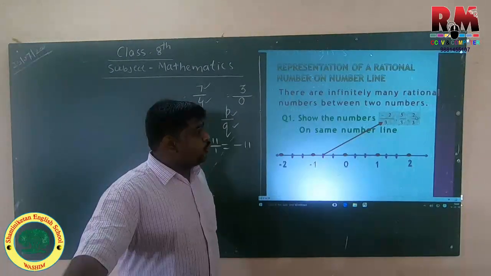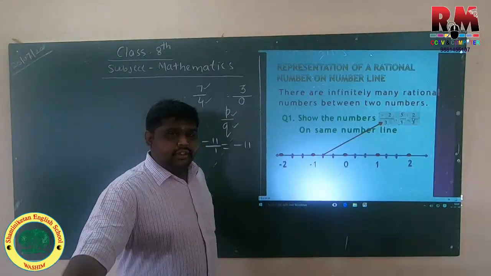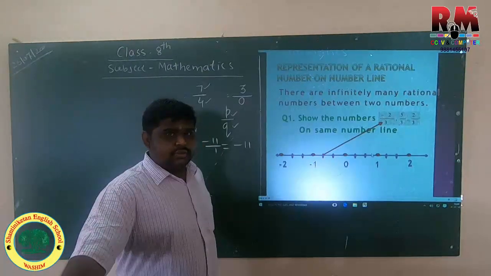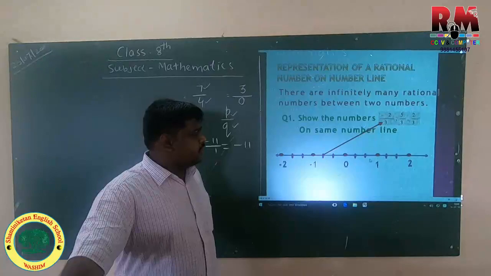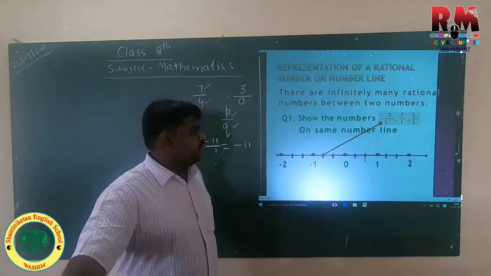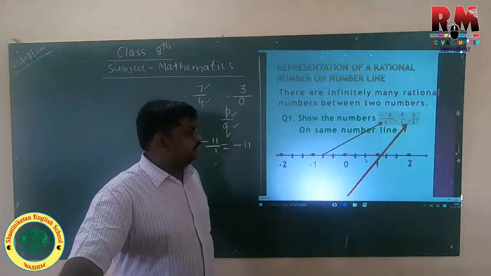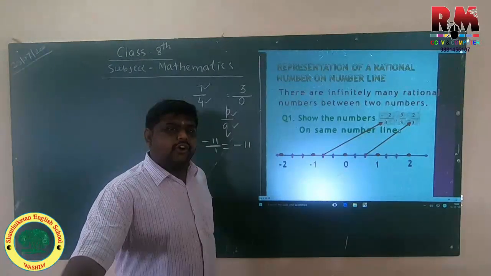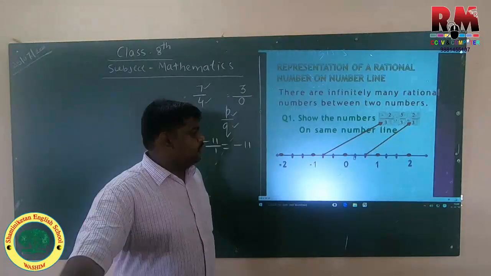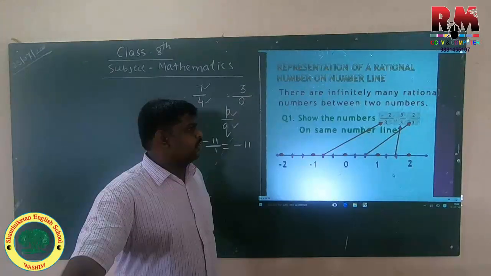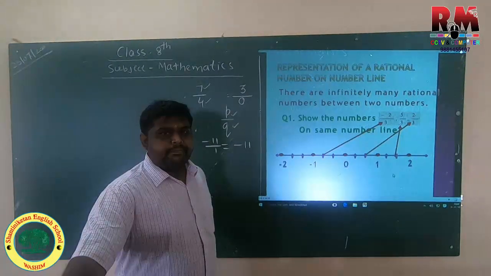Now, similarly 2 by 3. Where is 2 by 3? On the right side of the 0. Second dot on the right side of the 0. That is 0, first dot, second dot. So here is 2 by 3. And where is 5 by 3? Fifth dot on the right side of the 0. So 1, 2, 3, 4 and 5. It is 5 by 3.